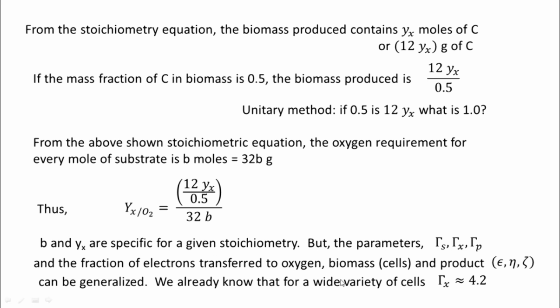Those certain quantities for which we have thumb rule values could be gamma S, gamma X, gamma P, and the fraction of electrons transferred to oxygen, biomass, or product, that is epsilon, eta, and xi. These are the ones that can be somewhat generalized. We have some thumb rule values that we can quickly use to estimate. We already know that for a variety of cells, gamma X is about 4.2.